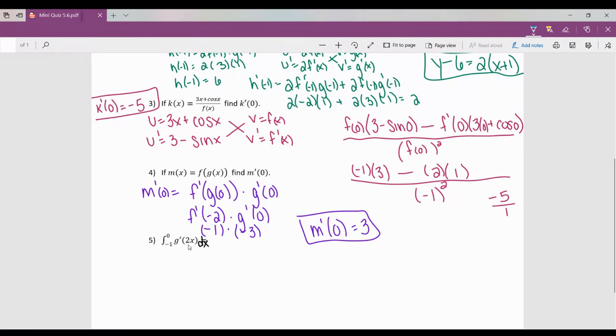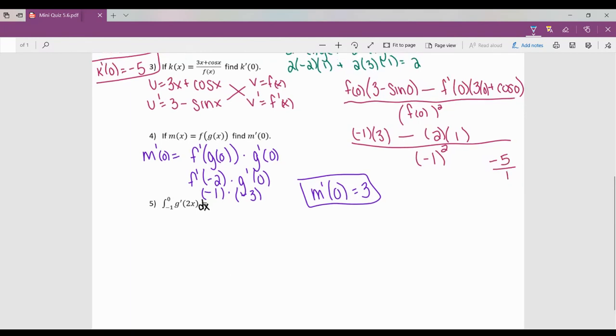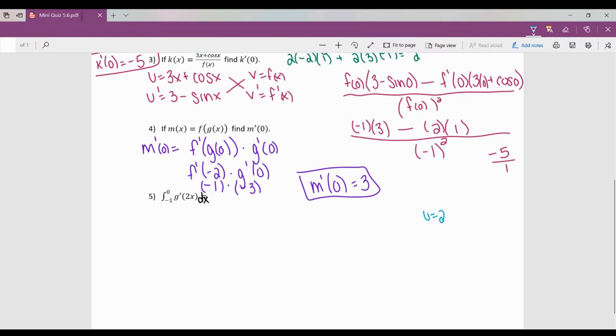Now I've got an inside function. So when I have an inside function, which is that 2x, if I'm doing the antiderivative, I need to do u substitution. So my u is going to equal 2x. So du/dx equals 2. Du equals 2 dx. So 1/2 du is equal to dx. So when I substitute in, I'm going to do g prime of u. I replace dx with 1/2 du.